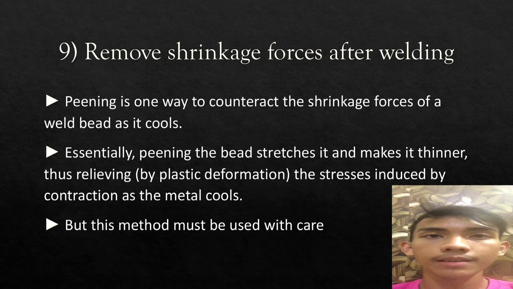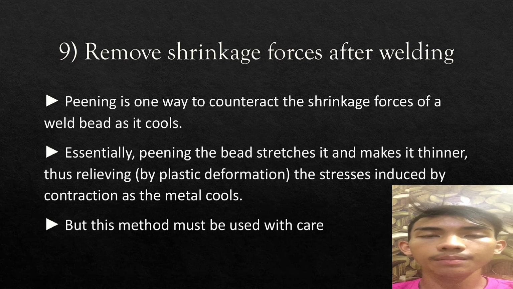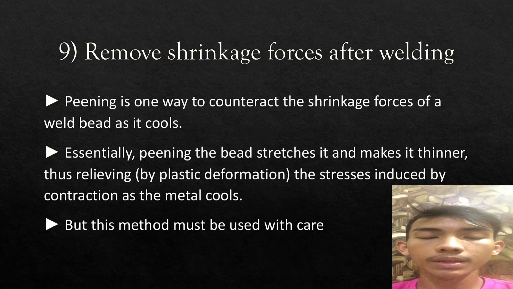Number 9 is remove shrinkage forces after welding. Peening is one way to counteract the shrinkage forces of a weld bead as it cools. Essentially, peening the bead stretches it and makes it thinner, thus relieving by plastic deformation the stresses induced by contraction of the metal as it cools. But this method must be used with care.